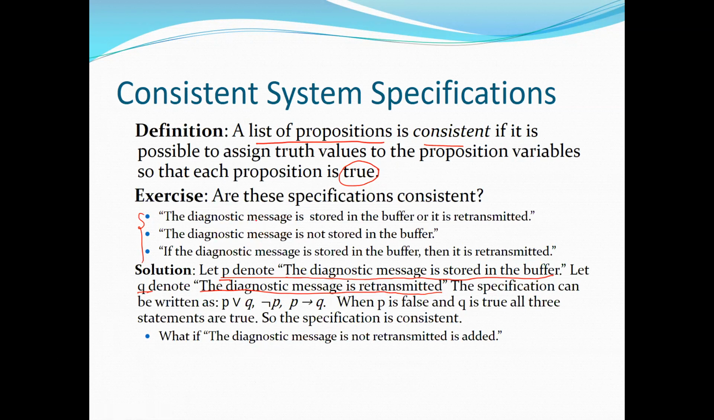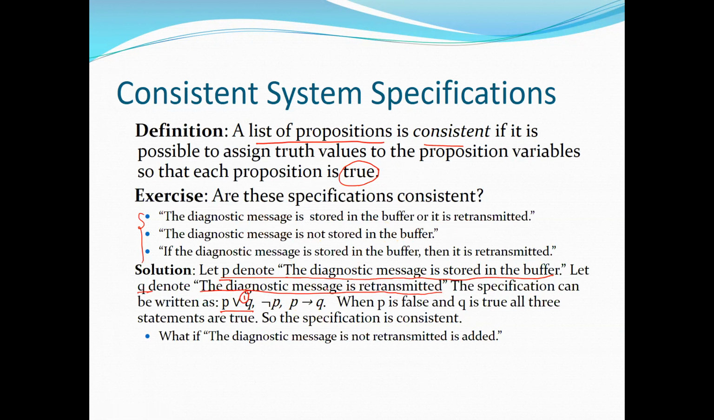The first statement says the diagnostic message is stored in the buffer or it is retransmitted. If this is P and this is Q, we can represent it using P or Q. So P says the diagnostic message is stored in the buffer, or it is retransmitted, which is Q. So P or Q can represent this first statement. Number one, let me write it over here.